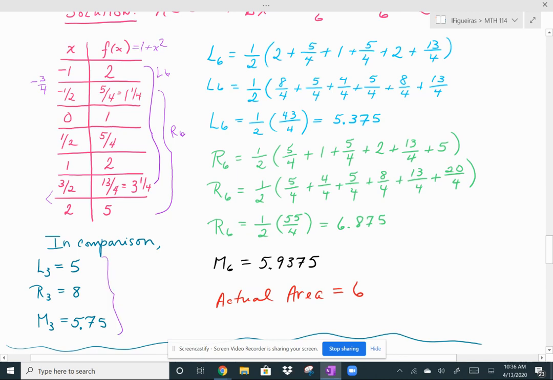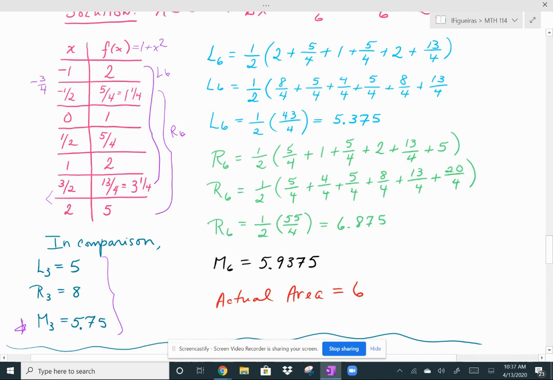If you only use 3 rectangles, which is a small number, your left-hand estimate would be 5, your right-hand estimate would be 8, and your midpoint estimate would be 5.75. So even with only 3, your midpoint here with 3 rectangles is still better than your estimate with 6 using right and left-hand endpoints. And if we did 12 rectangles or 18 or 20, you would have an even better estimate, which would be even closer to this.